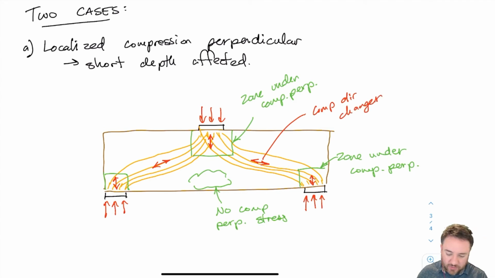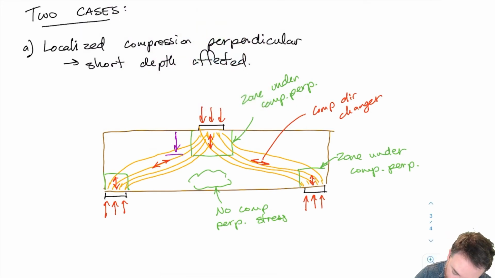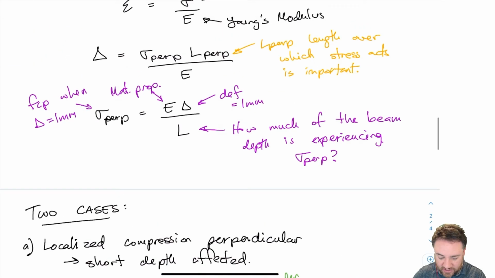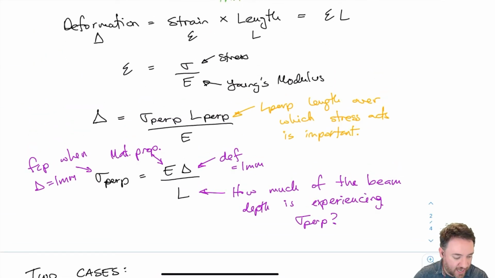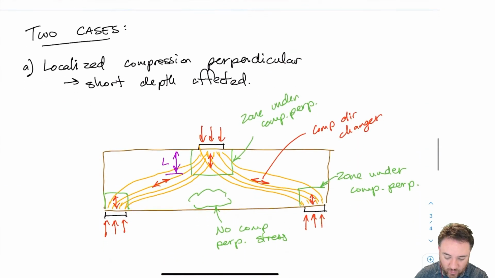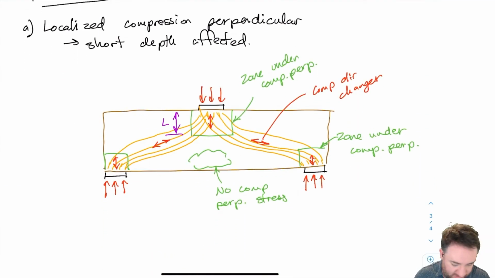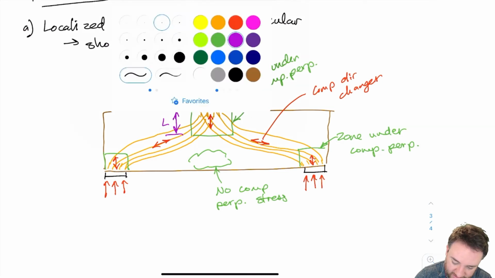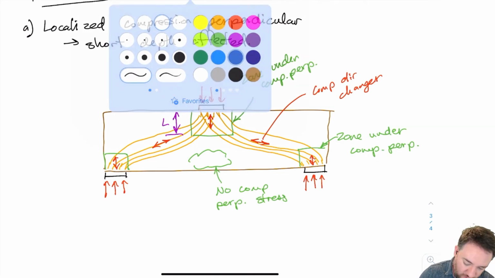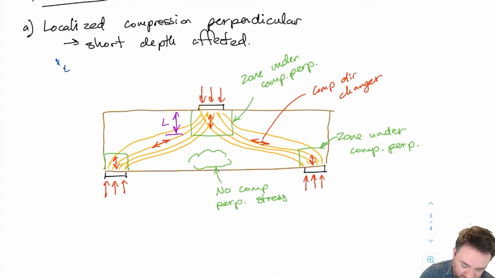Okay, so you have to remember back to mechanics. If I'm looking at what is the L, then underneath this load here, I have some L, and it's definitely not the full depth of the member. So we have some effective L here, and that L is the L that I was talking about back here, the L over which that stress acts, to create that 1 millimeter deformation at the top. And this case here is what is called in the standard the effect of all applied loads.